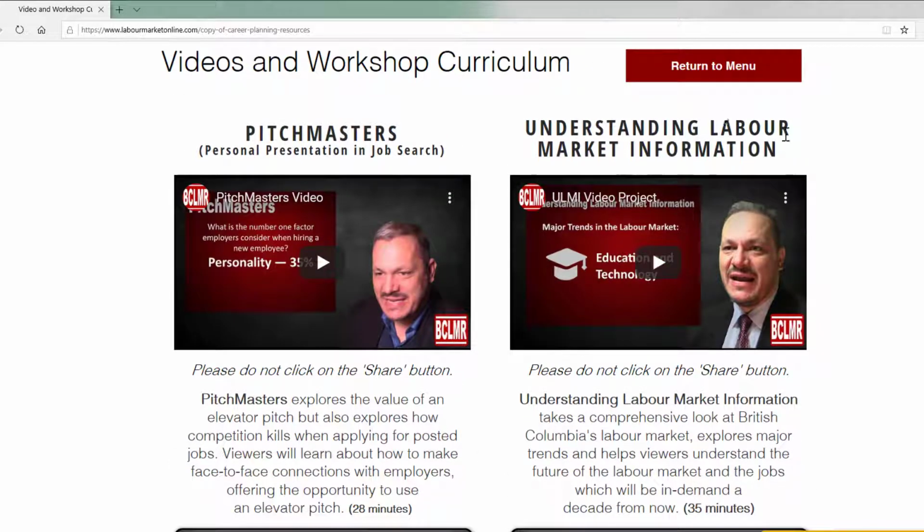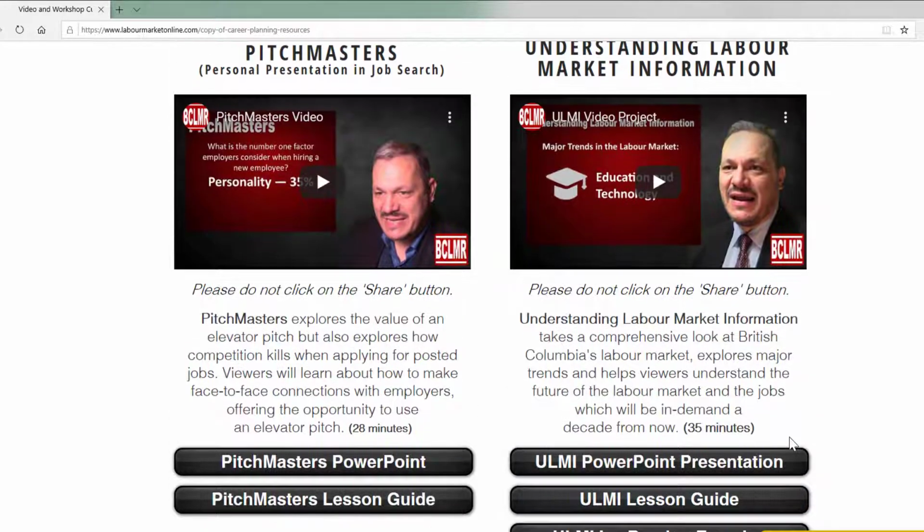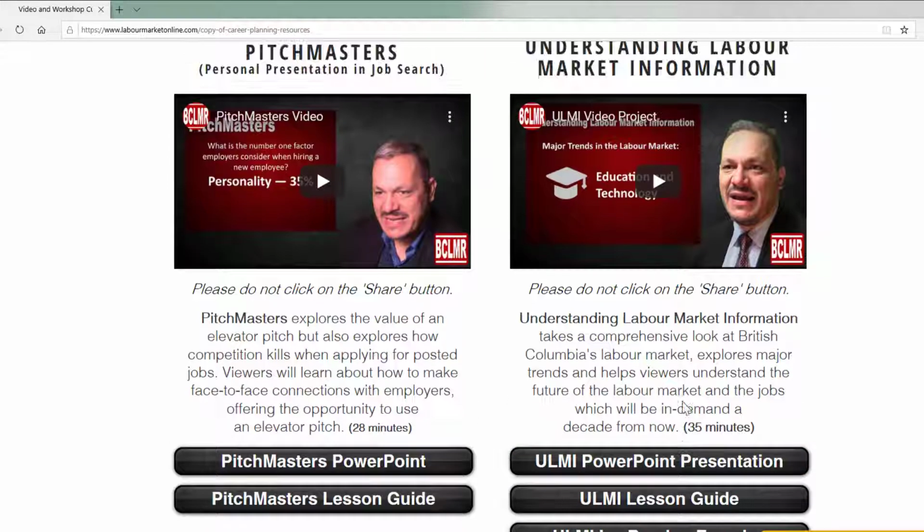We also have Understanding Labor Market Information, which is my own presentation, 35 minutes, on everything a person would need to better understand the labor market. Now, this works great if you're in Vancouver, but if a person's in a small community, I find that the 35 minutes for the presentation nicely ties into a smaller presentation on the local labor market that the facilitator can offer. For this, we also have a PowerPoint presentation. So if a person doesn't want to use the video, they can just use the PowerPoint presentation, a lesson guide, and even an icebreaker that we've built in.